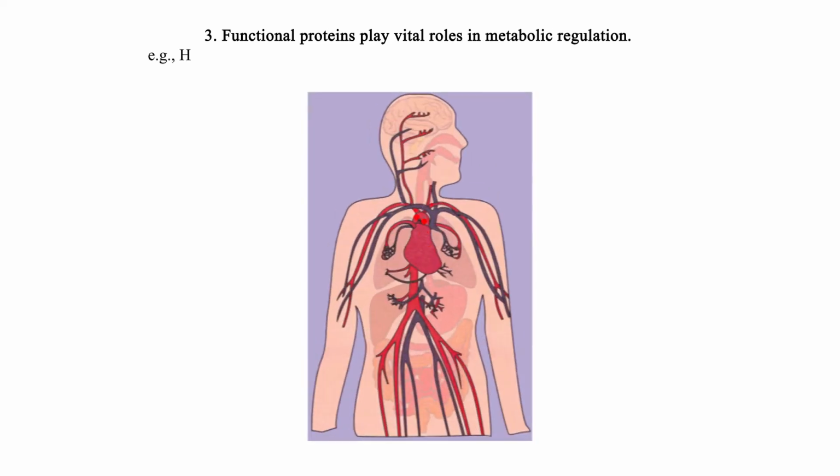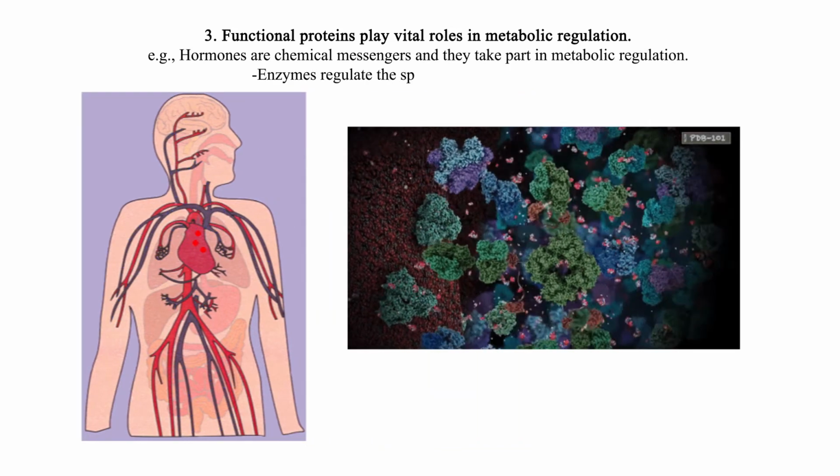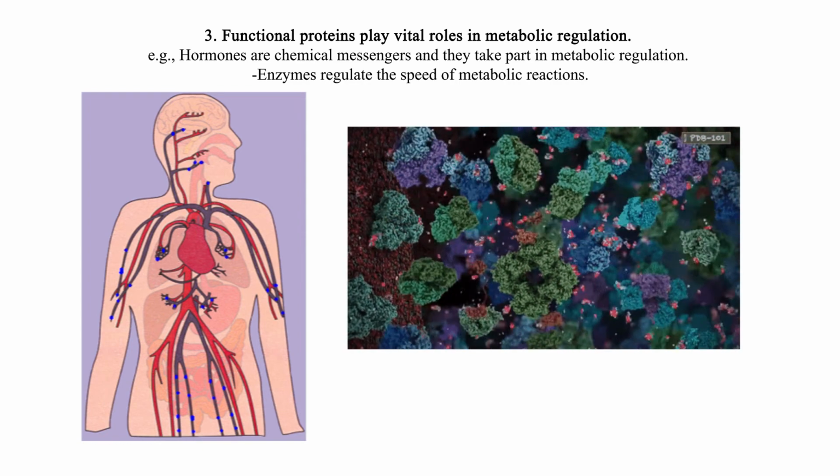3. Functional proteins play vital roles in metabolic regulation. Example: hormones are chemical messengers and they take part in metabolic regulation. Enzymes regulate the speed of metabolic reactions.